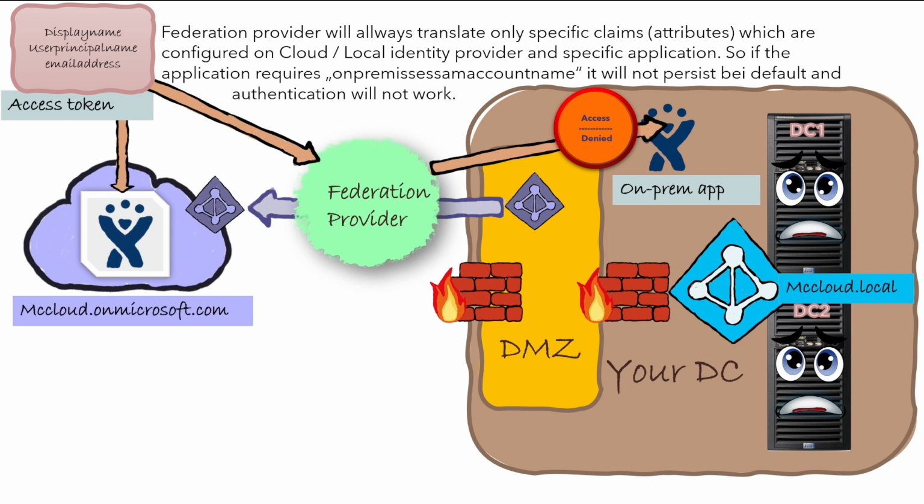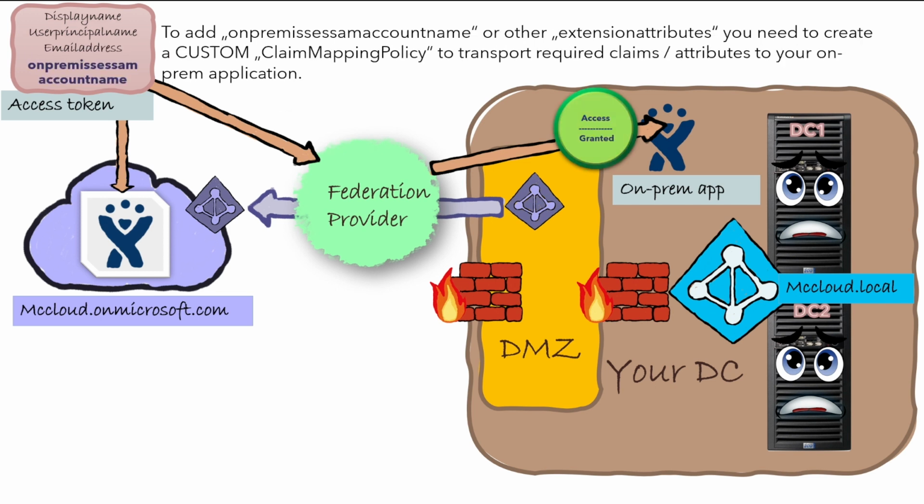So if the application requires onPremisesSamAccountName, it will not persist by default and authentication will not work. To add onPremisesSamAccountName or other extension attributes, you need to create a custom claim mapping policy to transport the required claims, attributes, to your on-prem application.